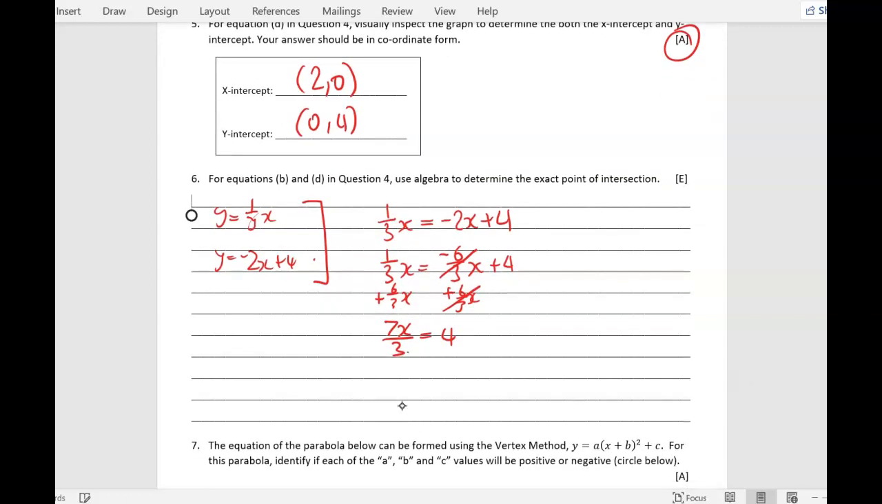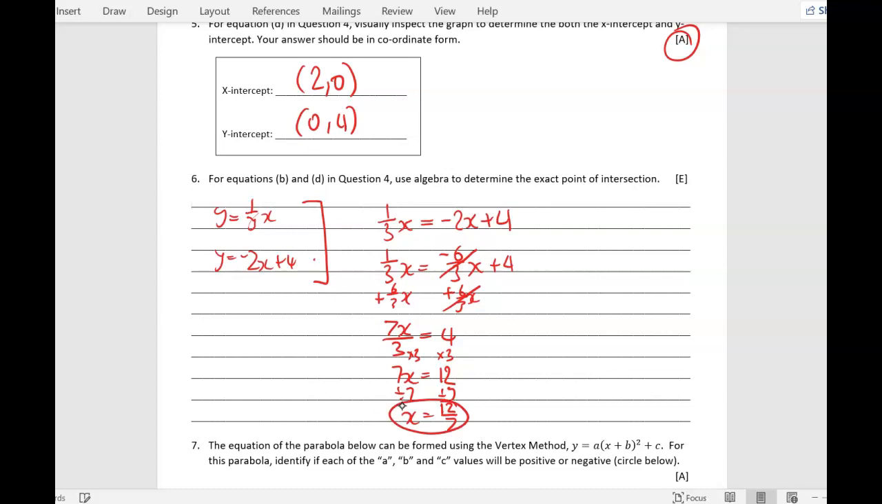We then go ahead, finish off with our simple algebra, times 3, times 3. So 7x is equal to 12. And then we're going to divide by 7, divide by 7. X is equal to... oh gosh, sorry. Not 7, 12 over 7. So that's our first value of x. That's why this one was a bit trickier than it looked, because it was a bit messy with fractions.